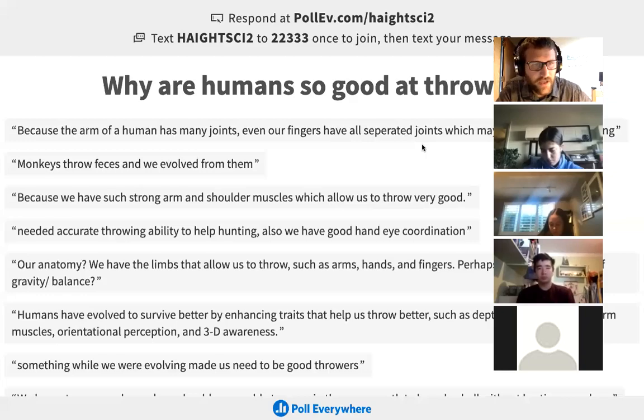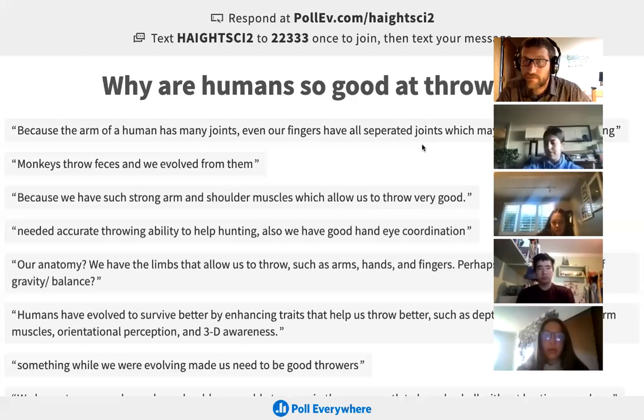But a lot of you say too, some of you mentioned evolution, right? That we've evolved to survive better, enhancing certain traits. So how would being good at throwing things help us in terms of our survival and evolution? Why is throwing a good skill there? What do you think? Well, how does throwing help you with hunting? How would we use it for hunting? With spears or rocks, yeah.